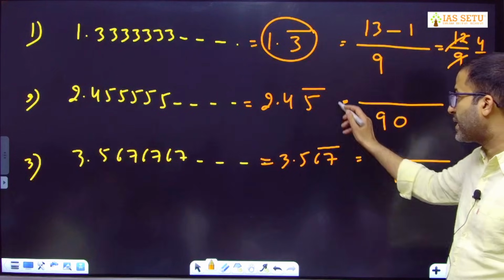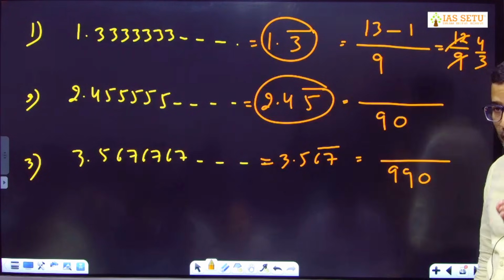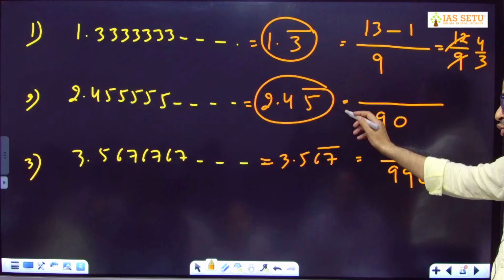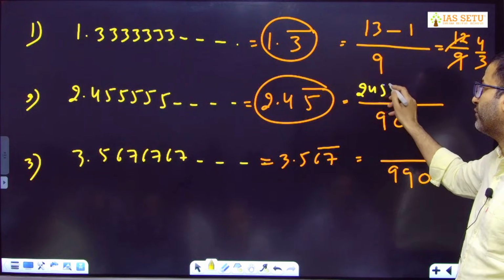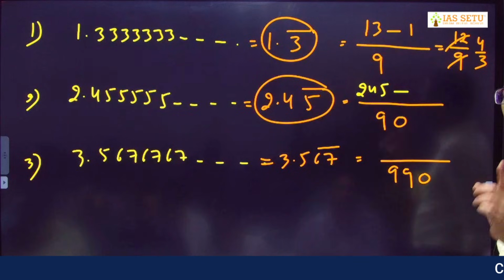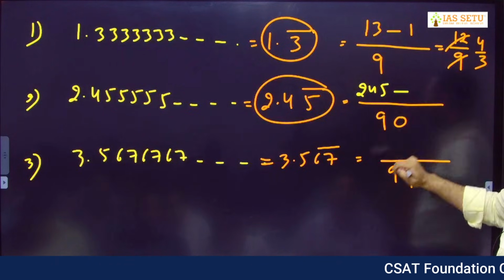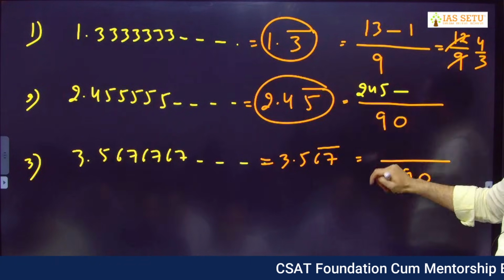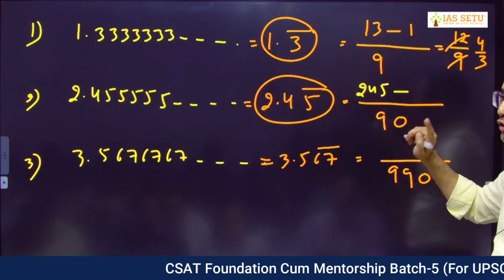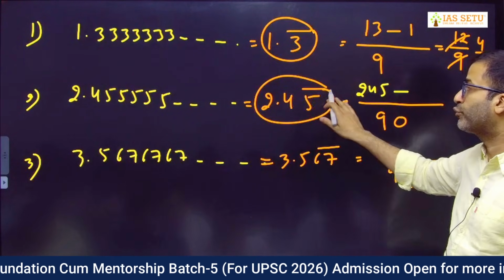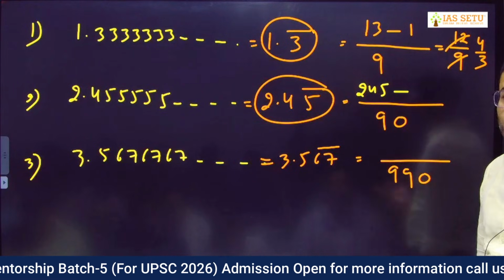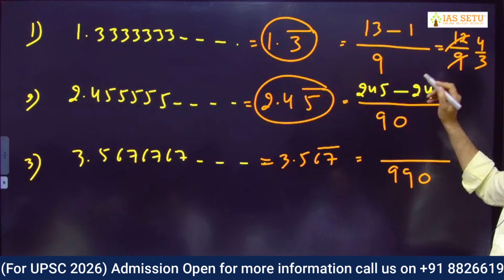I repeat the second question so that we have better clarity, because I have seen students make mistakes here. What is the total number? 245 minus... Many students do 245 minus 4, 245 minus 5 or 245 minus 45. No, you ignore this decimal. Tell me, out of 2, 4, 5, which is non-recurring? 2 and 4. So minus 24.